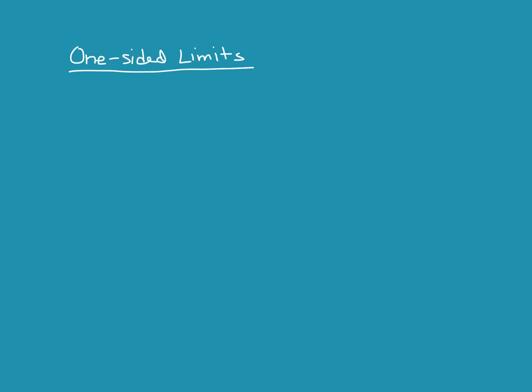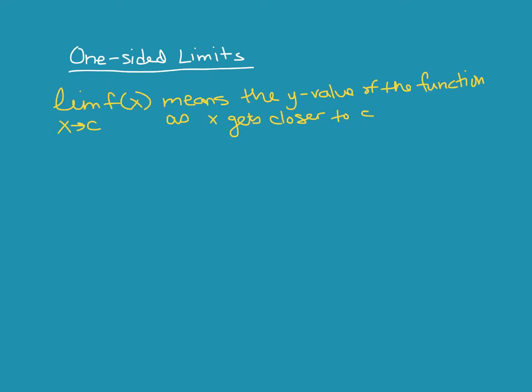We have previously talked about limits. So our limit notation was, you can see it here, the limit of f of x as x approaches c. This means that we are looking for the y value of the function as our x value gets closer and closer to c.